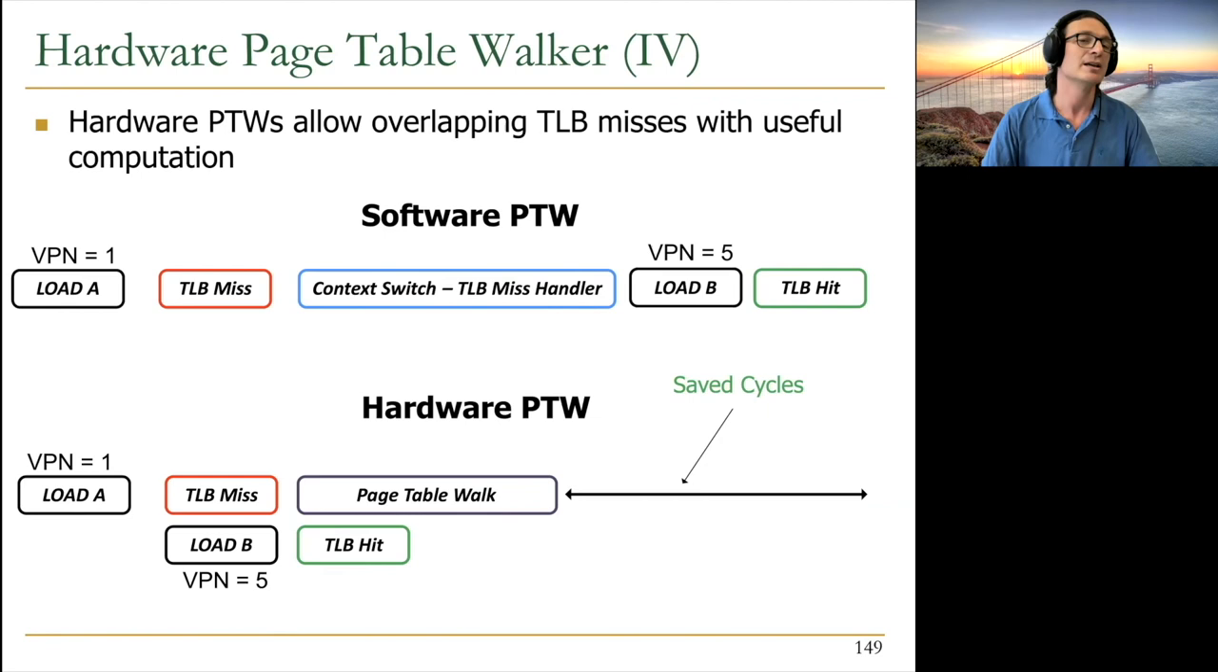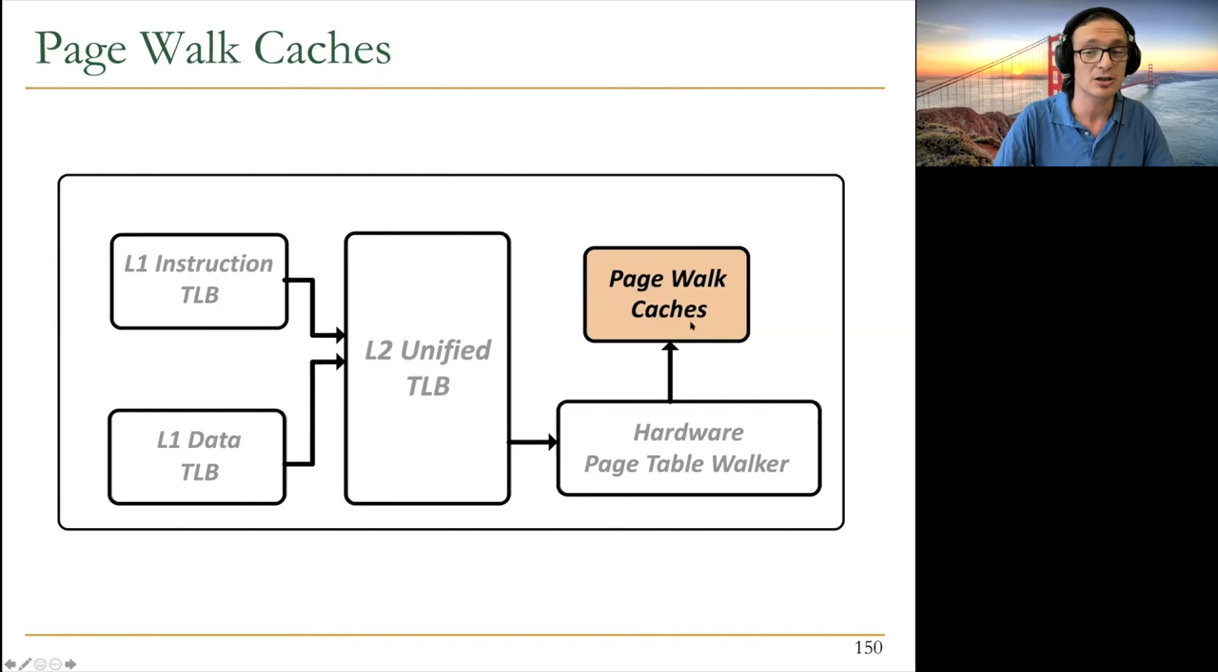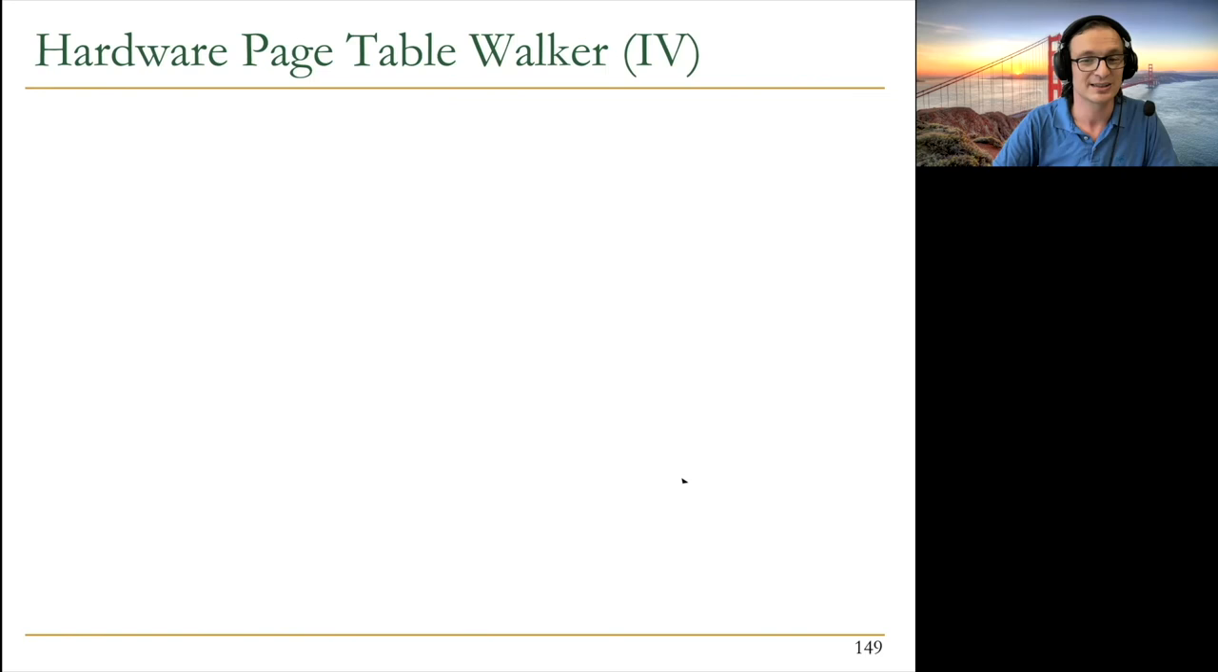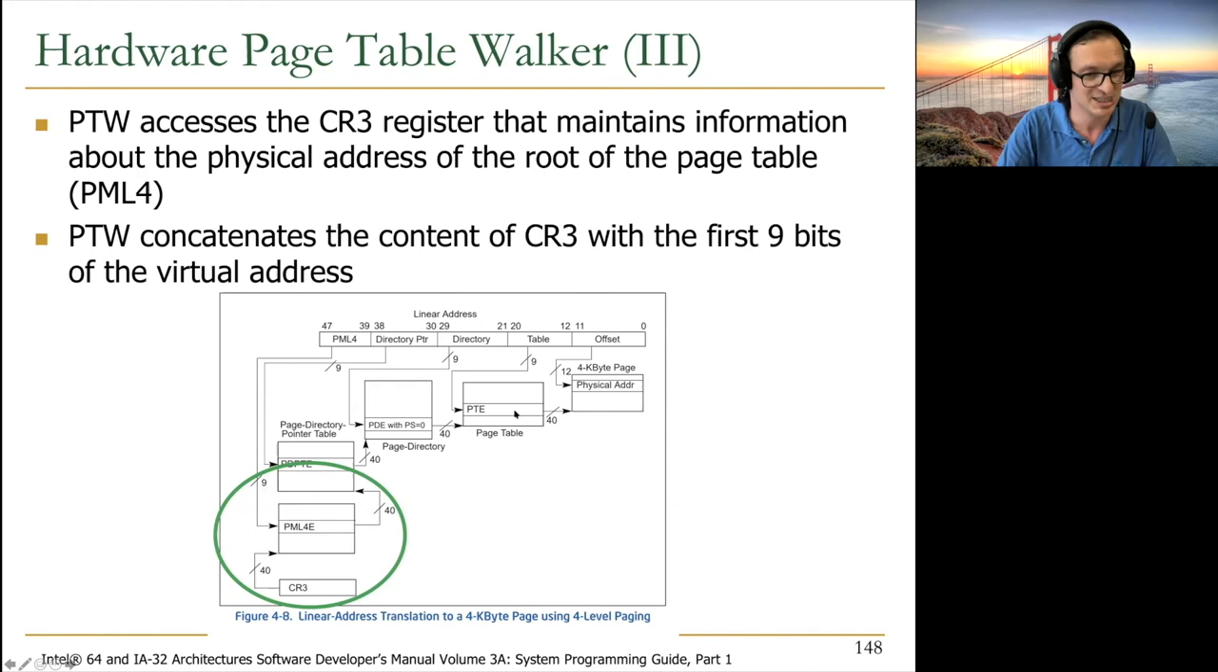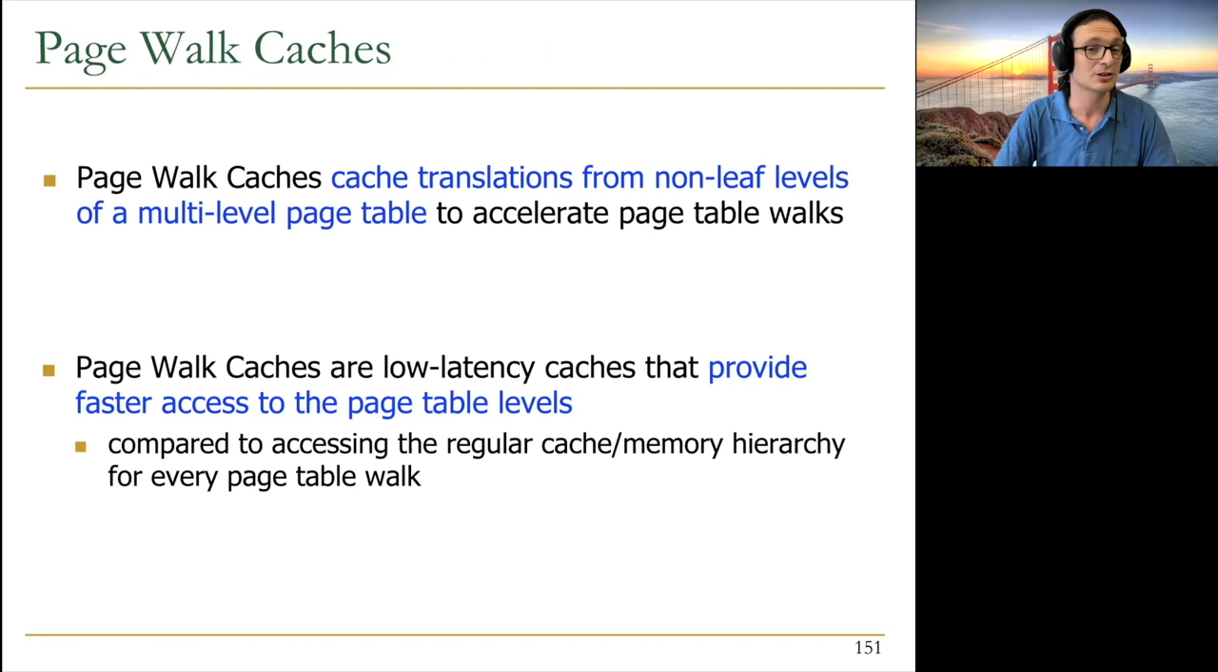Okay, finally, to aid this hardware page table walk, there are page walk caches as we discussed. They're different from the TLBs because TLBs cache the page table entries, the leaf nodes in the last level page table. Page walk caches cache stuff, going back to this picture, from essentially all of these other levels, not the real page table entry that you're looking for. Why? Basically, you want to speed up the hardware page table walk. That's the idea. I already said all of this, actually. These are low latency caches that provide faster access to the page table levels so that the page table walker does not have to access memory or the cache hierarchy for every page table walk. It can just access these page walk caches, okay?